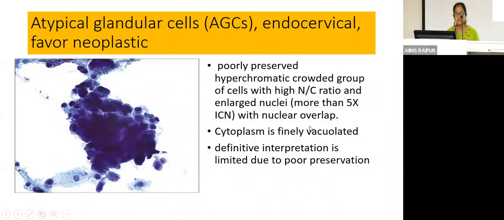But a comment was added that definitive interpretation is limited due to poor preservation. As you can see in this, it's kind of smudged chromatin. The morphology is not very clear. So whenever you give a diagnosis of atypia, please qualify what the atypia is because of. Maybe it is a preservation artifact. So put it in your comment.